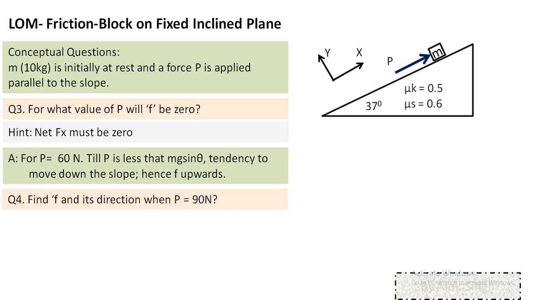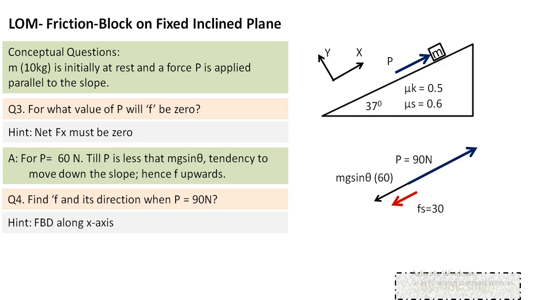Now, continue further, find friction force and its direction when P becomes 90 Newton. So, if we further increase the value of P, what will be the magnitude and direction of friction force? Try and think your answer. You might like to pause the video, solve and restart. Hint, think in terms of forces acting along the x-axis.